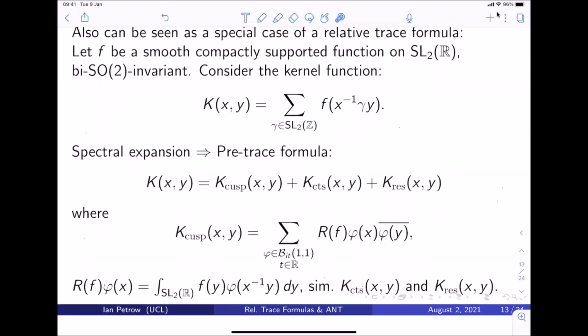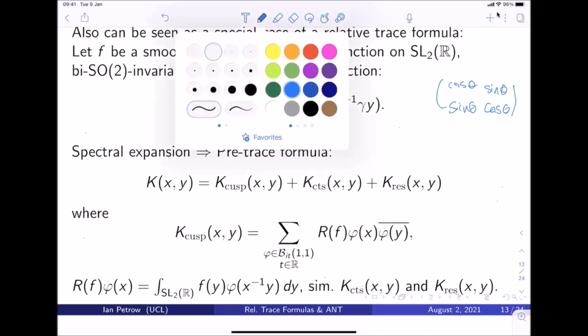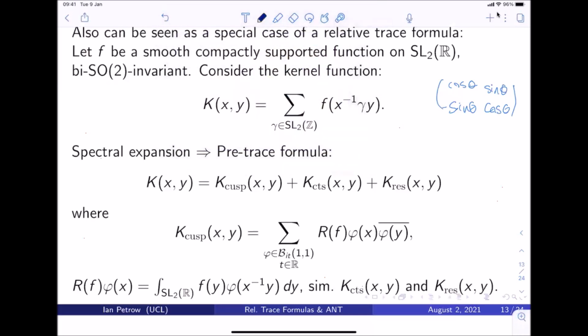invariant on the left and the right by SO2 as a subgroup of SL2R. So just the matrices cosine, sine, minus sine, cosine. Then I can write down a kernel function by averaging.